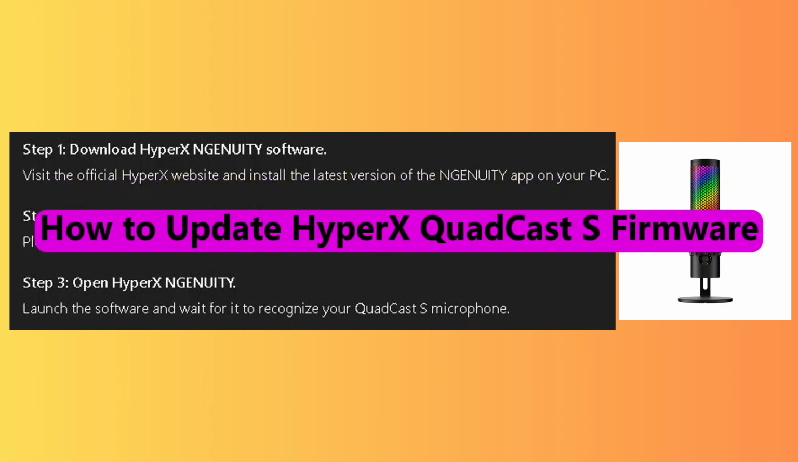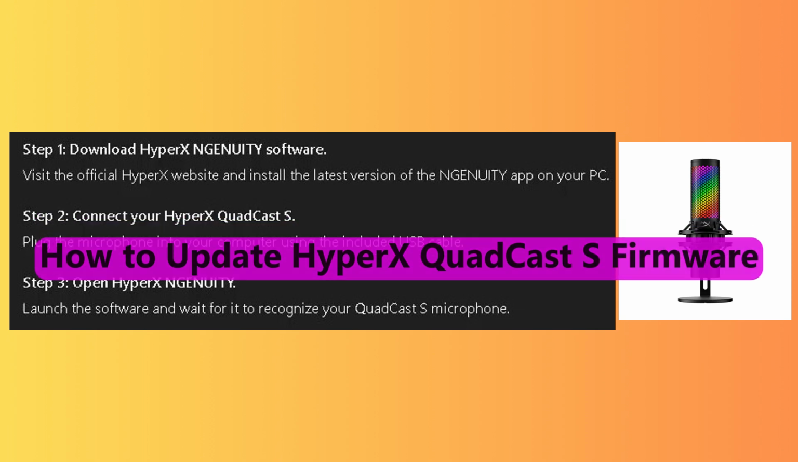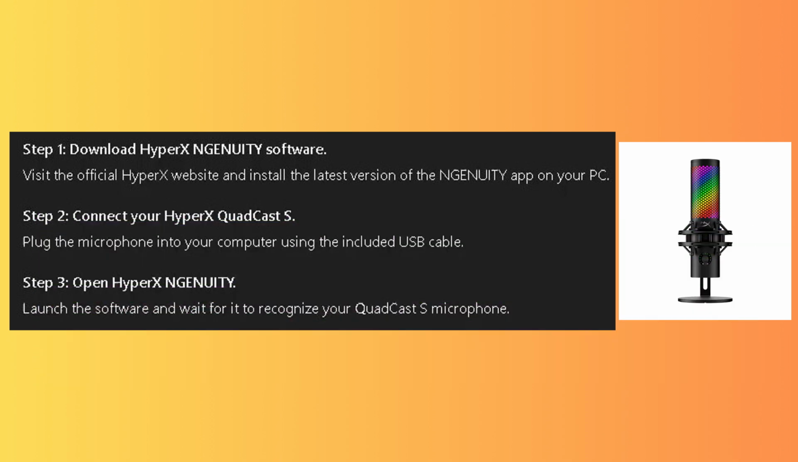In this video you will learn how to update the HyperX QuadCast S firmware. Download the HyperX NGENUITY software. Visit the official HyperX website and install the latest version of the NGENUITY app on your PC.